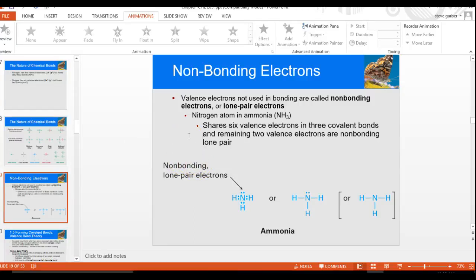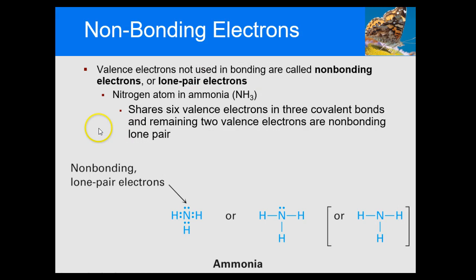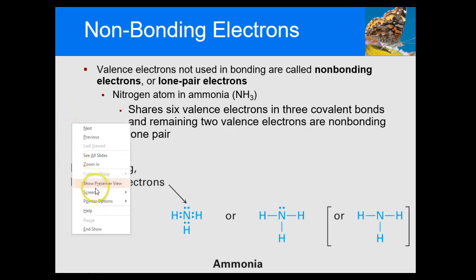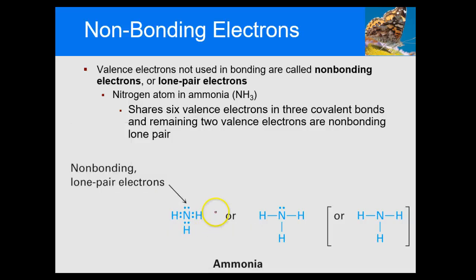All right, next is non-bonding electrons. Non-bonding electrons we've already talked about are, sorry, not valence electrons, they are what's called lone pairs. And they usually do not get involved in regular types of bonding, but they can participate in bonding.